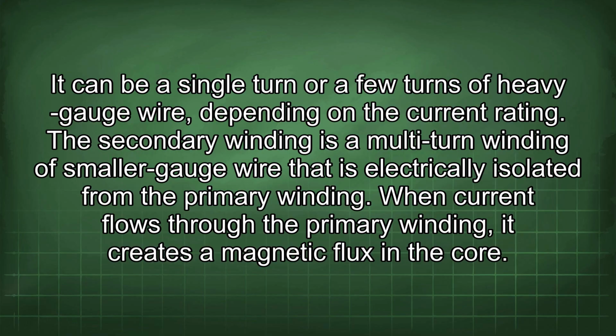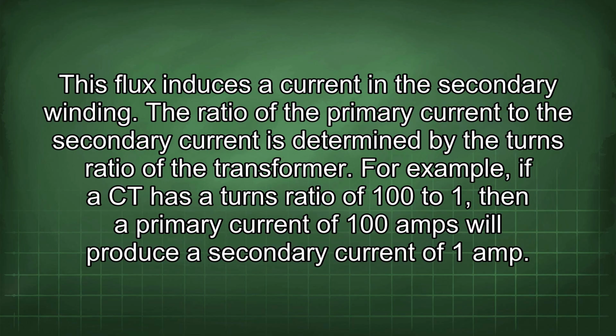When current flows through the primary winding, it creates a magnetic flux in the core. This flux induces a current in the secondary winding. The ratio of the primary current to the secondary current is determined by the turns ratio of the transformer. For example, if a CT has a turns ratio of 100:1, then a primary current of 100 amps will produce a secondary current of 1 amp.